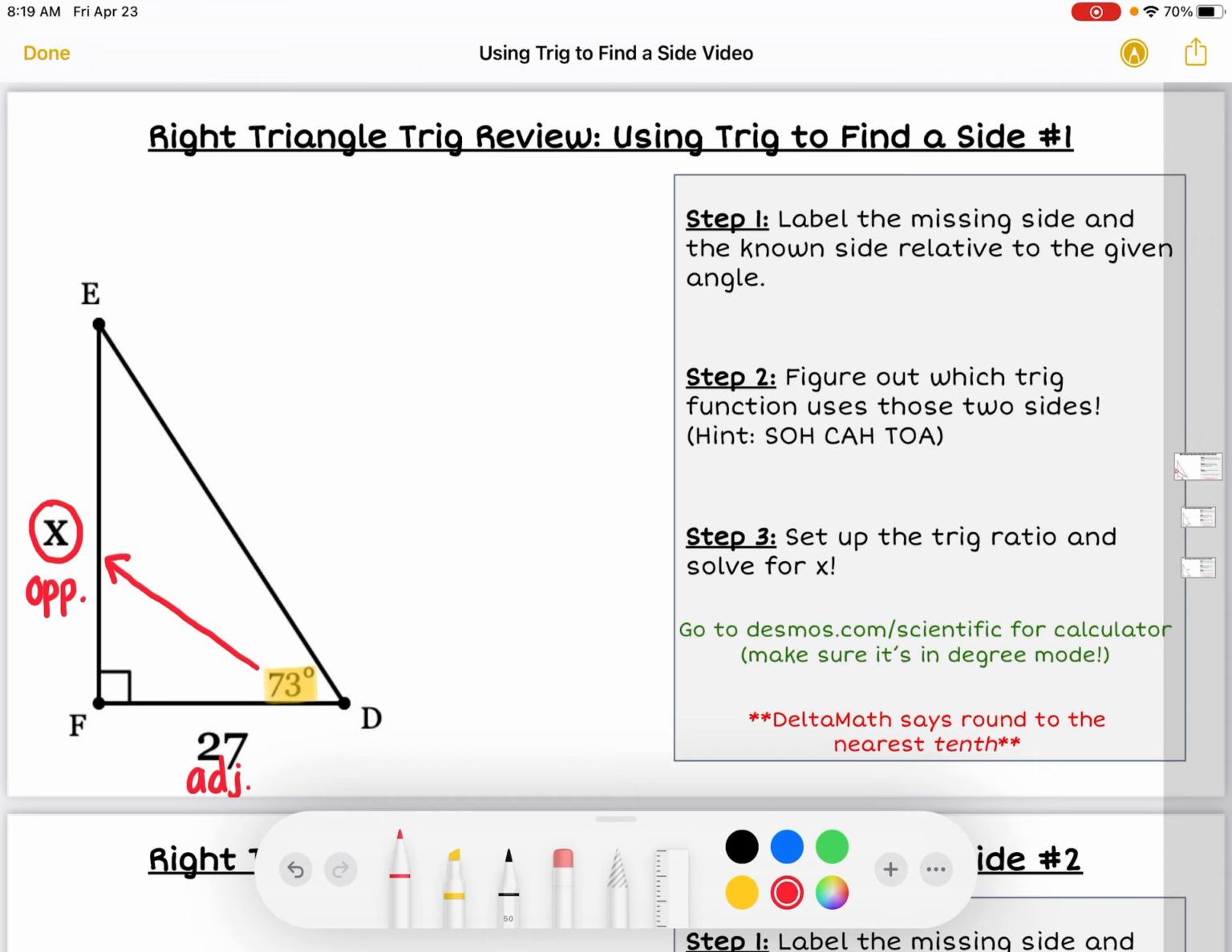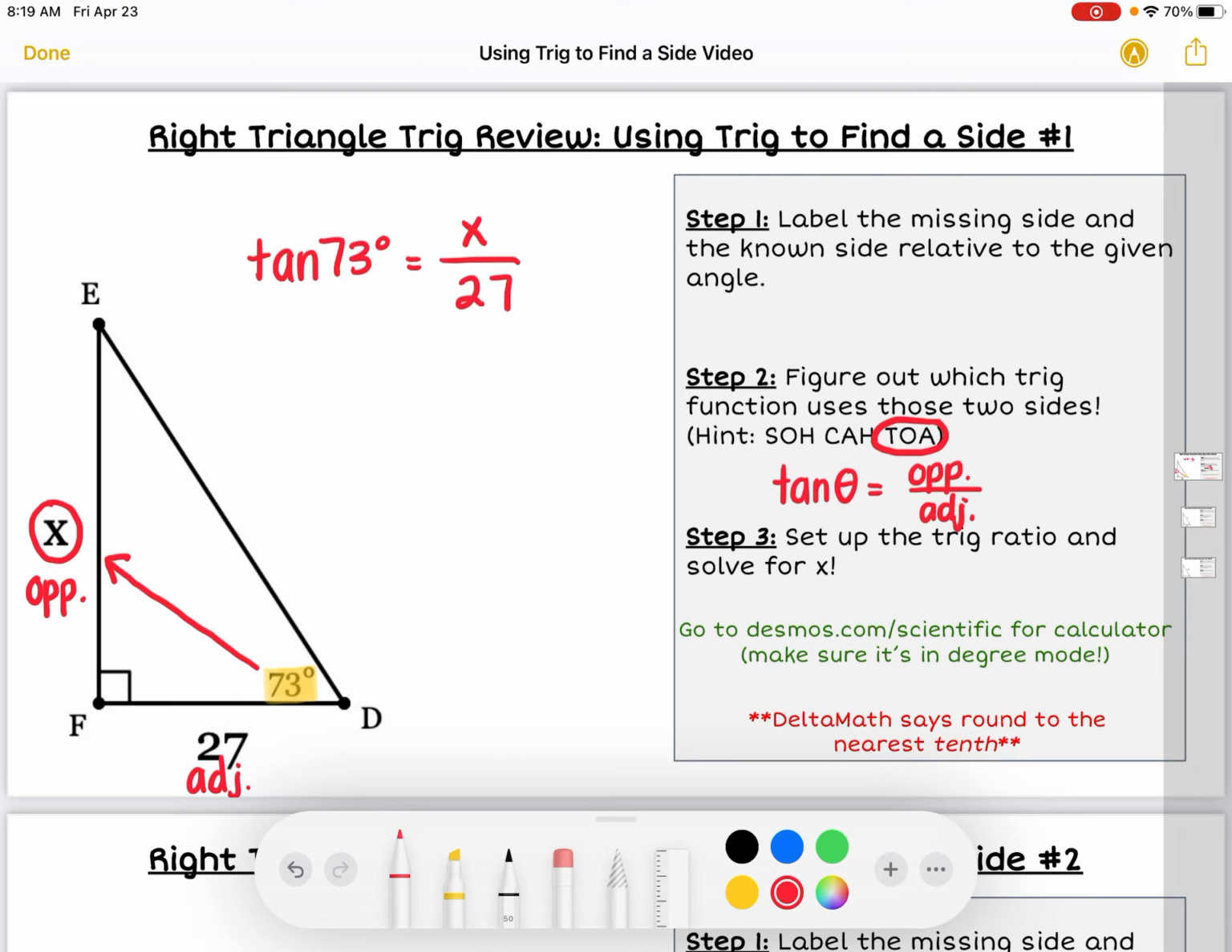So we want the trig function that uses opposite and adjacent, so O and A. That means we're going to use the TOA part of SOHCAHTOA. T stands for tangent. So this tells us that tangent of our angle theta is equal to the opposite over the adjacent side. So now we're going to use this ratio to write an equation and then solve for X. We're going to write tangent of the angle we've been given, which is 73 degrees, equals the opposite side, which is X, over the adjacent side, which we said is 27.